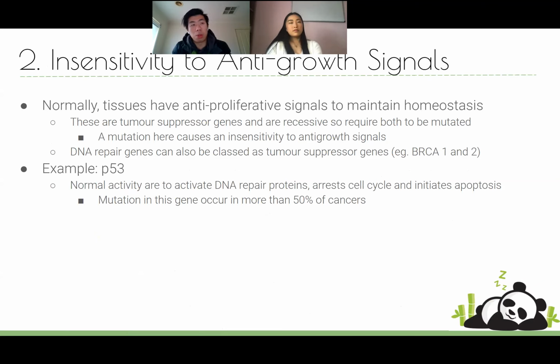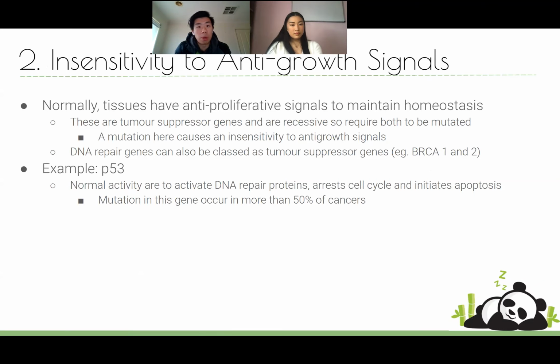So normally tissues will have anti-proliferative signals to maintain homeostasis. And these are effectively your tumor suppressor genes. They are normally recessive, so require both to be mutated. It's the two-hit hypothesis that you kind of talked about last year. Sometimes DNA repair genes can also be considered tumor suppressor genes.